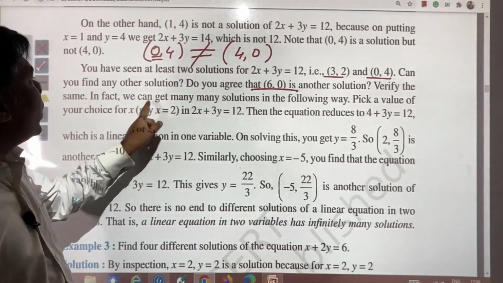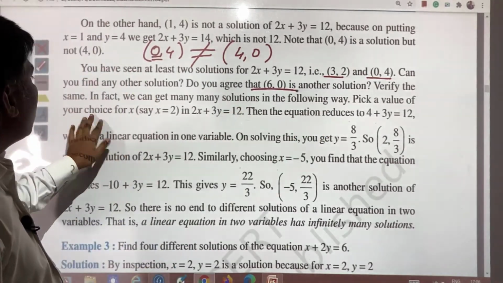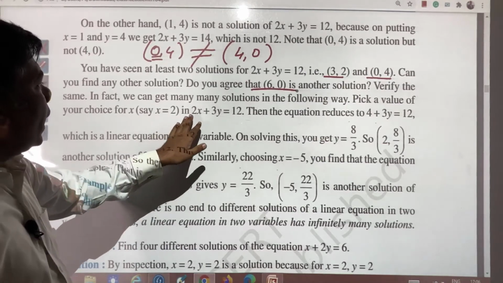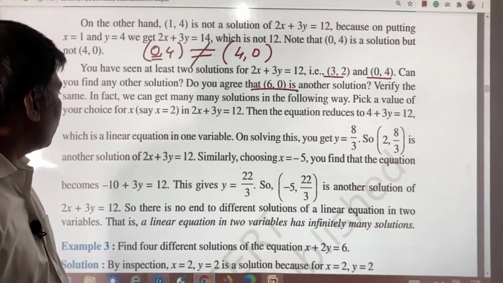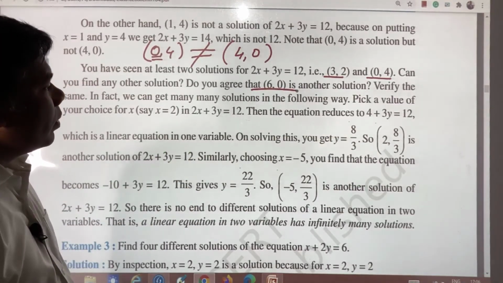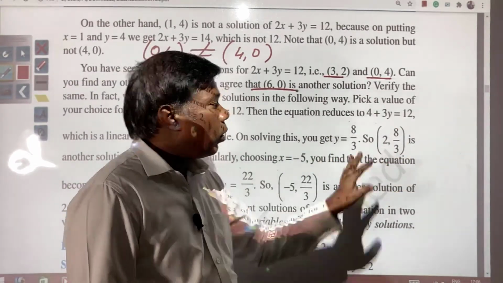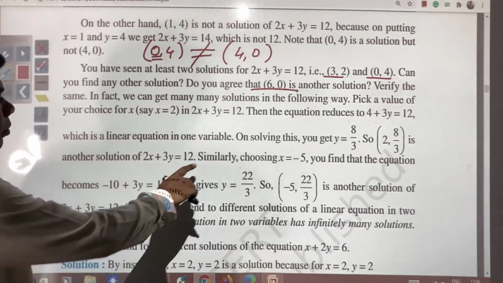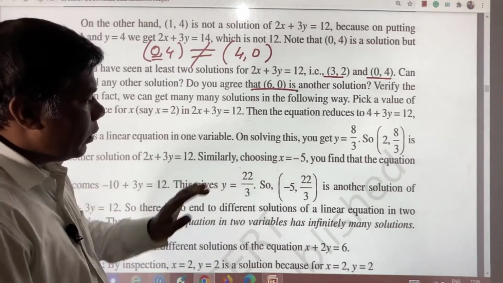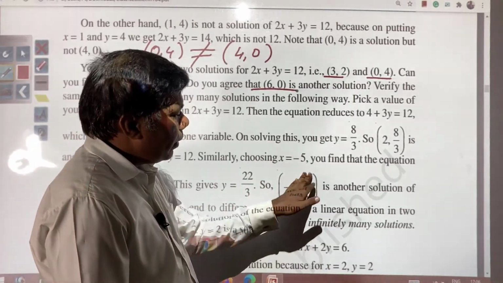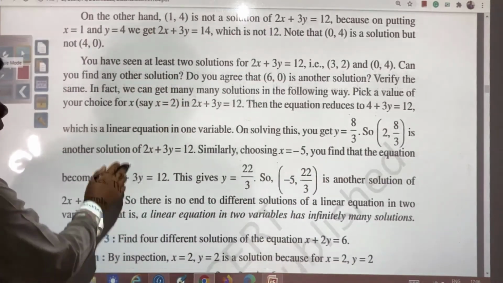In fact, we can get many solutions in the following way. Pick a value of your choice for x, suppose 2. In 2x + 3y = 12, the equation reduces to 4 + 3y = 12, which is a linear equation in one variable. On solving this, you get y = 8/3. So (2, 8/3) is also a solution of the given equation. Similarly, if x = -5, you will get y = 22/3. Hence, (-5, 22/3) will also be a solution of the given equation.